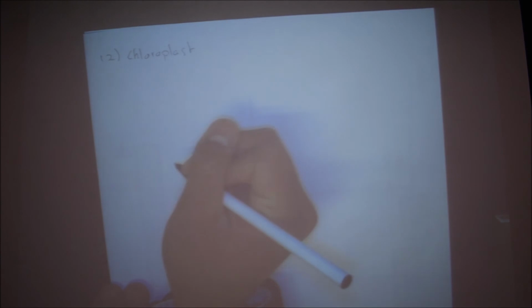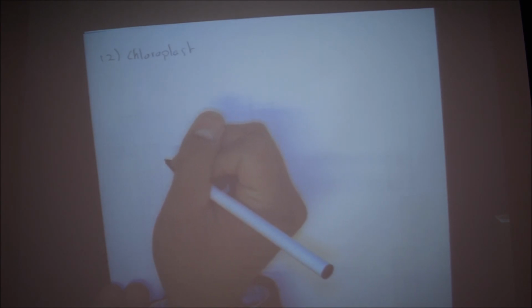Which one is that again? 12. Is that the whole bean or is that the things inside the bean? That's the whole bean. The whole organ. Okay, cool.